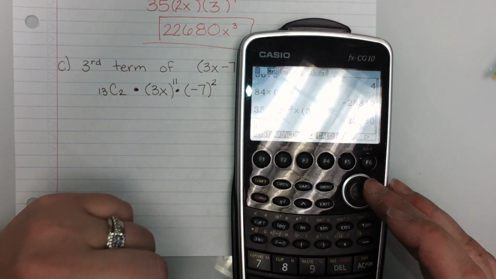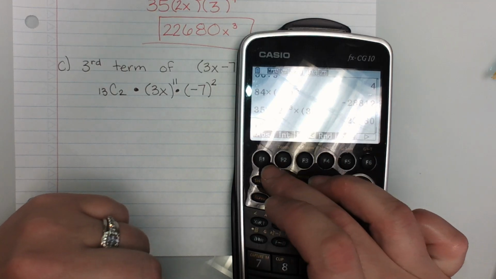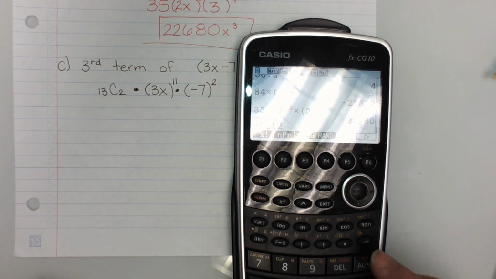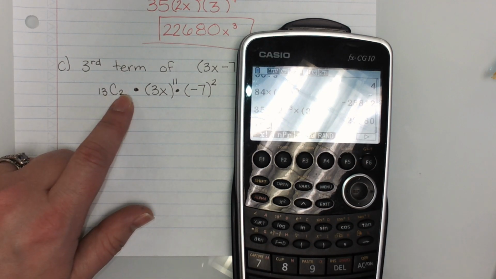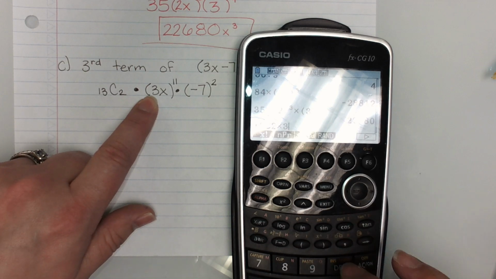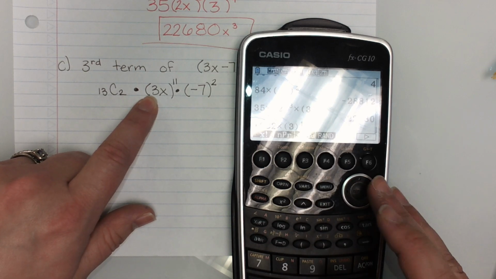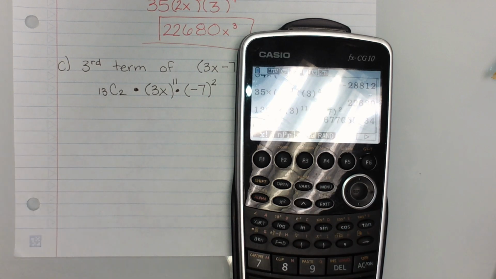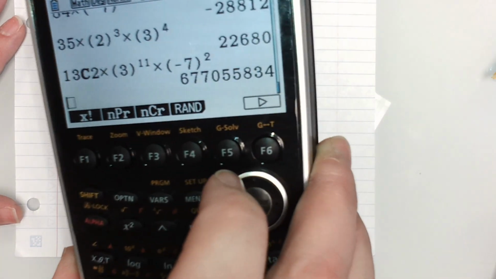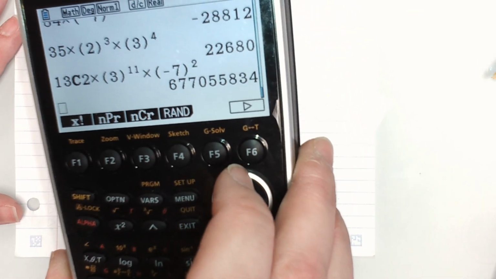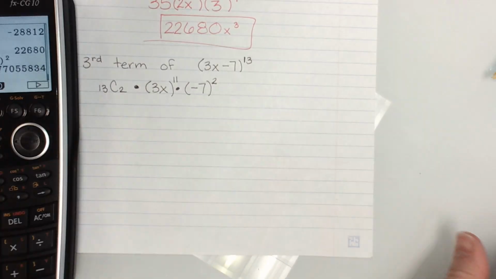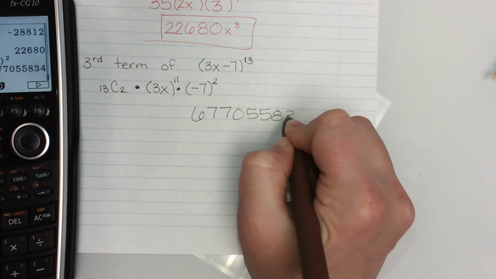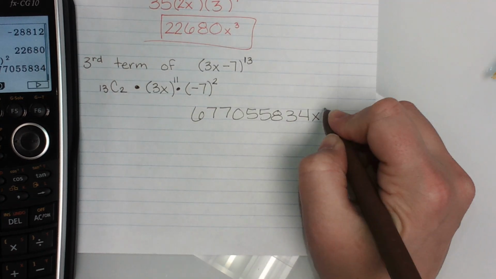I put it into my calculator all in one go. Combinations of 2, not 12, times 3 to the power of 11 times negative 7 to the power of 2. That's a very big number. X to the power of 11.